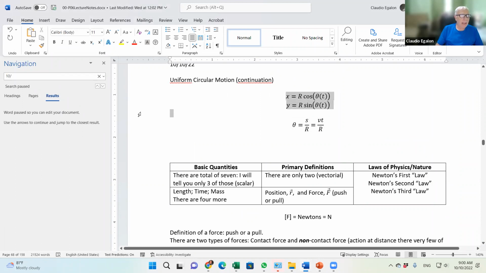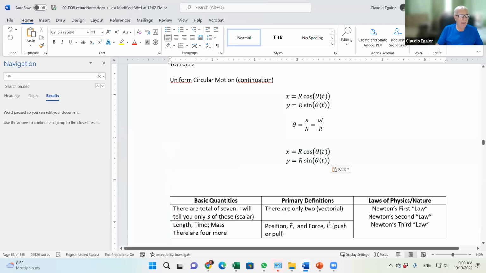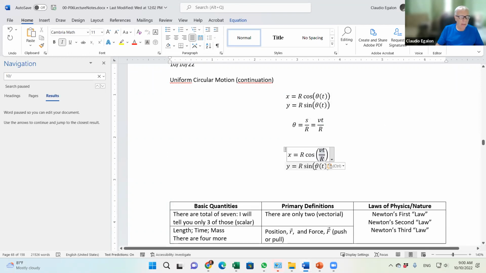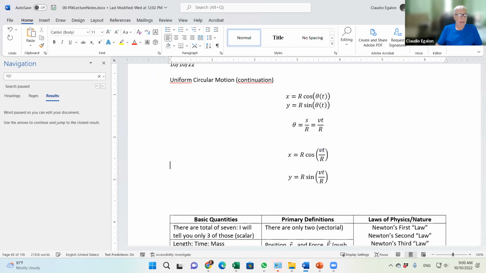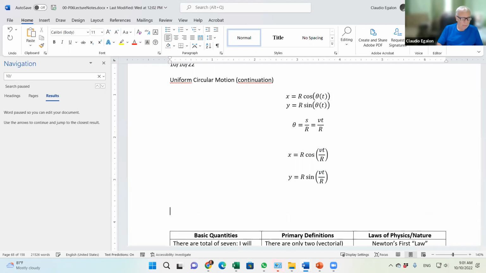And now we have the equations of motion for the x and y coordinates in terms of the known parameters, that is v, r, and as a function of t. x and y as a function of t in terms of the known parameters v and r. Okay? That's the first set of the equations of motion for uniform circular motion.